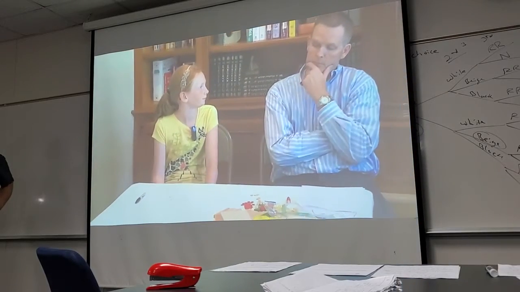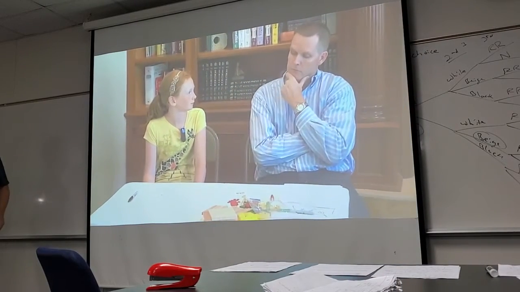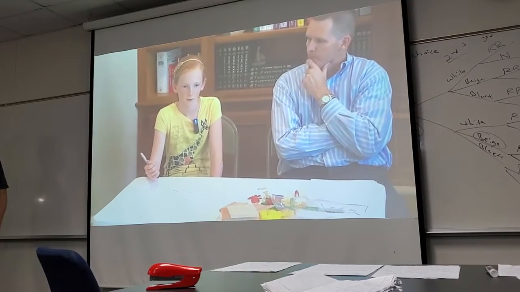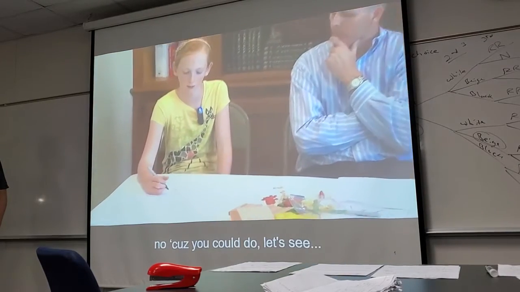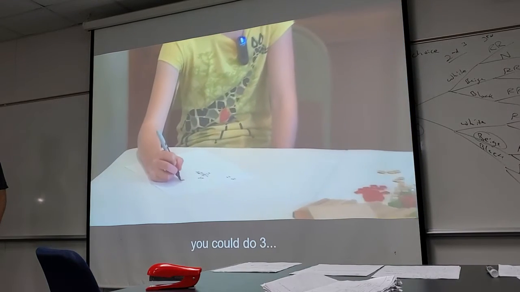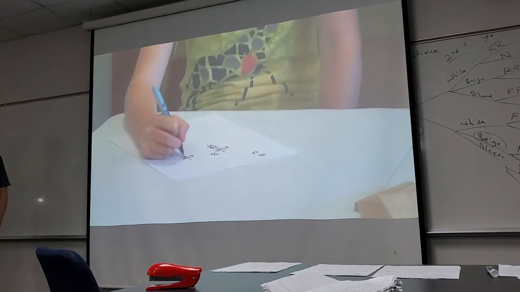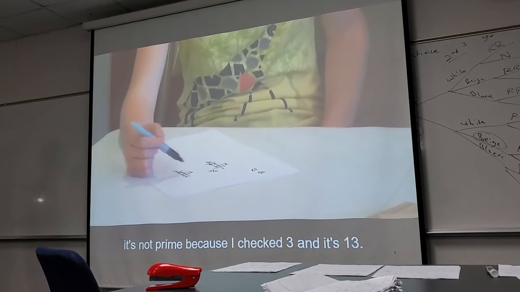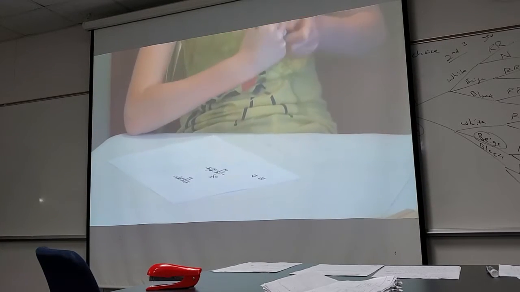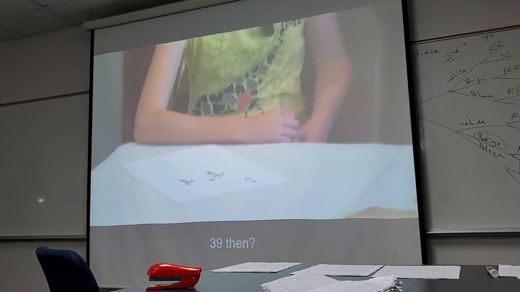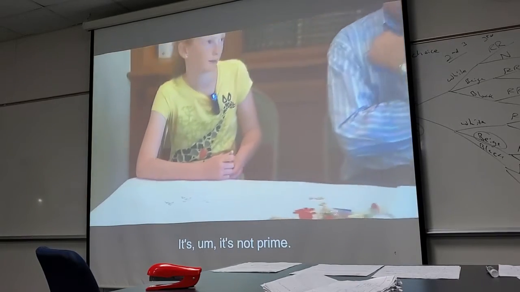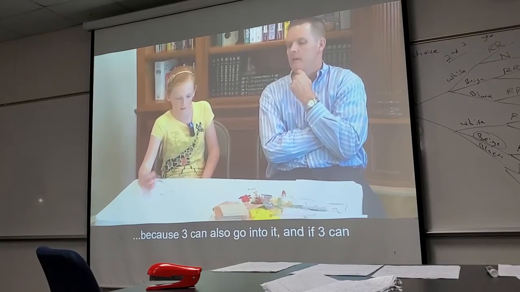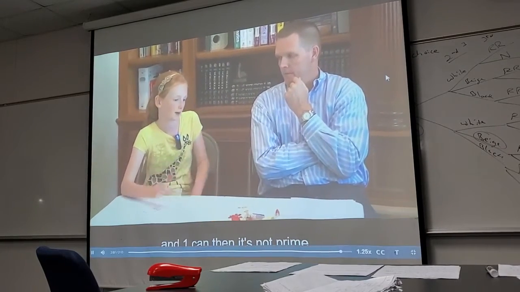Okay. But you only checked 2. Is that all you have to check to know whether or not it's prime? Well, no, because you could do, let's see, you could do 3. Oh, it's not prime because they checked 3 and it's 13. So what do we know about 39 then? It's not prime, but why do you know it's not prime? Because 3 can also go into it, and if 3 can and 1 can, then it's not prime.